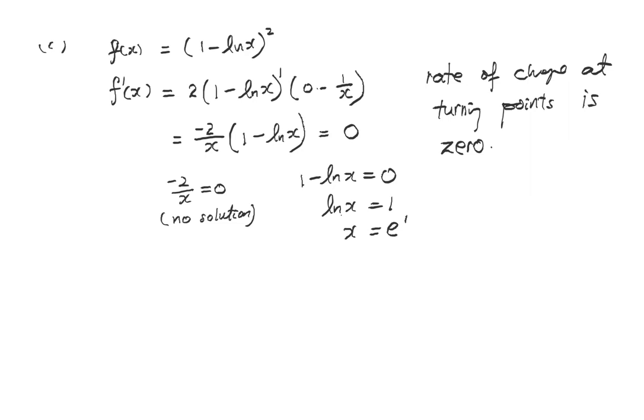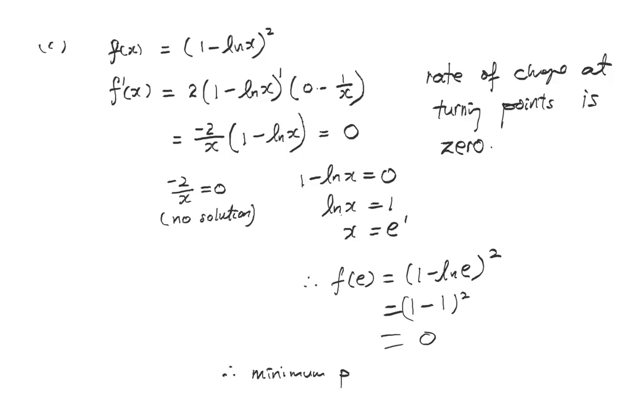Okay, so that's your x. So therefore, f(e) is equal to 1 minus ln e squared. ln e is 1, so the answer is 0. So the coordinate of the minimum point is (e, 0). Correct? E is 2.71 something. Any issue on that?